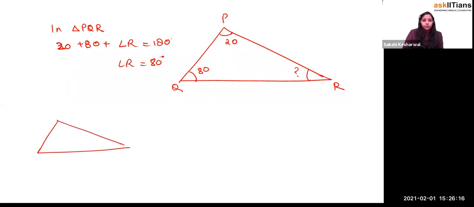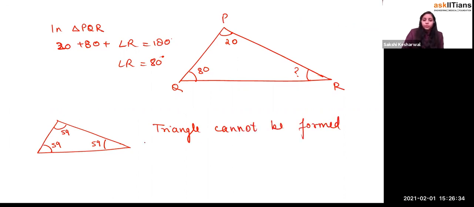Okay, can this triangle be formed if I write this angle as 59, this angle as 59, and this angle as 59? Can a triangle be formed with this? No. A triangle cannot be formed, right? Why? Because if you add 59 plus 59 plus 59, this is equal to how much, beta? 177 degree, which is not equal to 180 degree. So you cannot form a triangle with the angles 59, 59, 59.